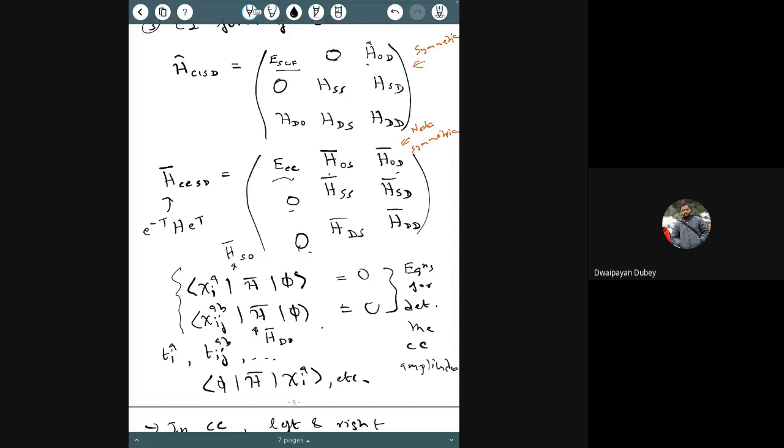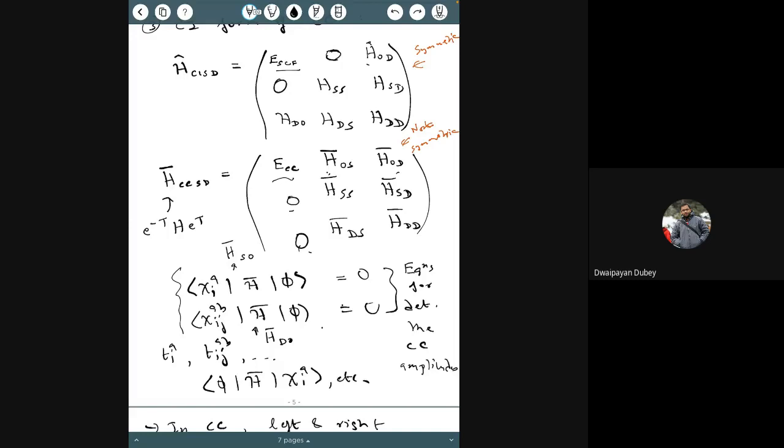And the remaining quantities you have not used to determine your cluster amplitudes. So after you have determined the amplitudes, you can compute them. And they are not necessarily 0. They can be some value. Okay. So after you have obtained the set of cluster amplitudes, you can construct H bar 0S, H bar 0D, etc. You can construct all these things and put them in this matrix. And if you now diagonalize this matrix again, you will get back your coupled cluster energy.